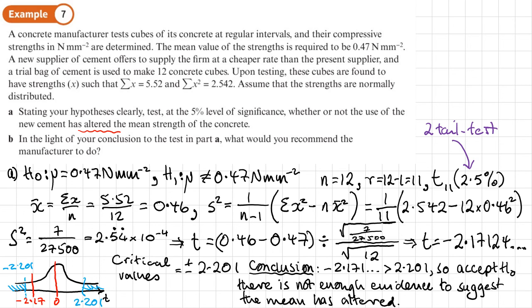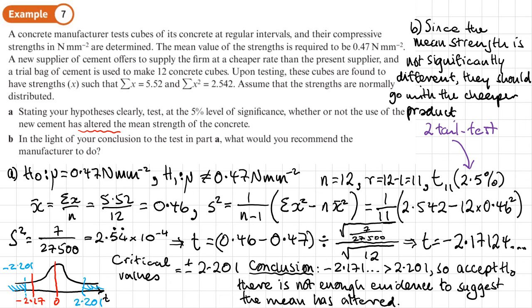So our conclusion is that since minus 2.171 here is greater than minus 2.201, we accept H0, or you can say that it's not significant. There is not enough evidence to suggest the mean has altered or changed.